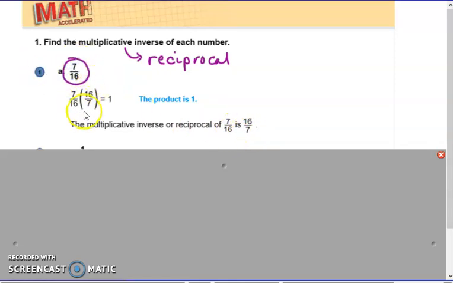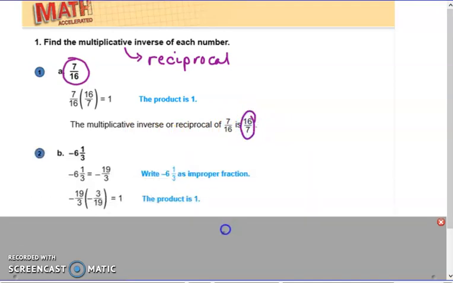So they just want to know, I mean, here's the property. The multiplicative inverse property is what we're talking about here, but what they want to know is, well, what do you have to multiply it by to equal 1? And so that'd be 7 times 16 and 16 times 7, and so that equals 1. And so that's what they're really talking about, but the multiplicative inverse of it is the reciprocal.